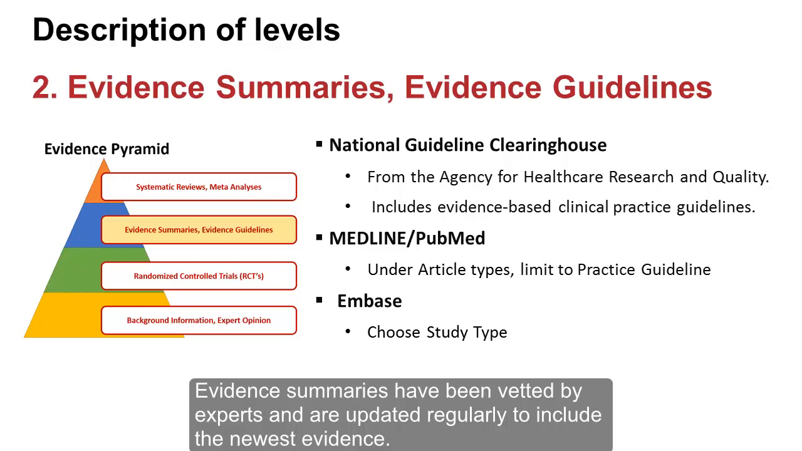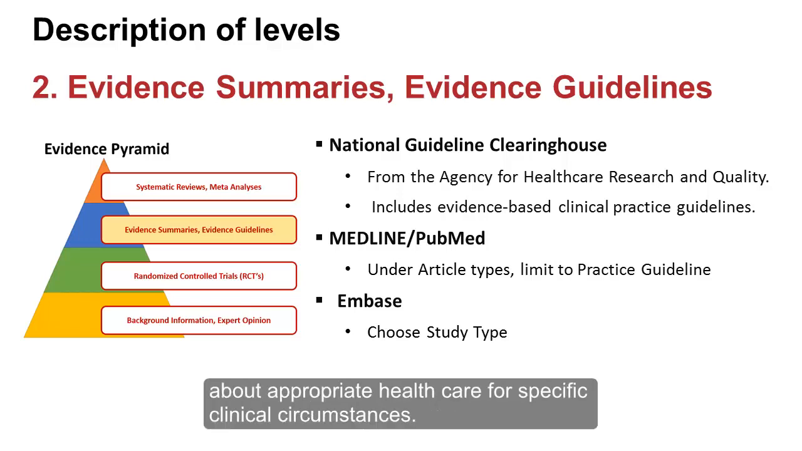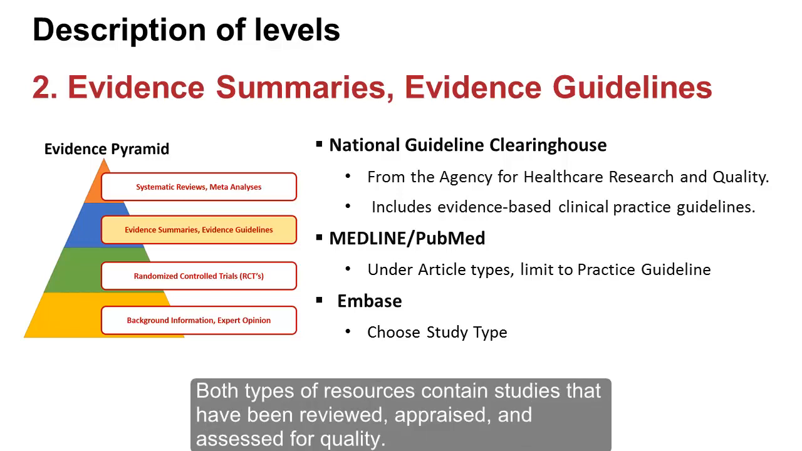Evidence summaries have been vetted by experts and are updated regularly to include the newest evidence. Evidence guidelines, or clinical practice guidelines, are statements to assist clinicians in making decisions about appropriate health care for specific clinical circumstances. Both types of resources contain studies that have been reviewed, appraised, and assessed for quality.